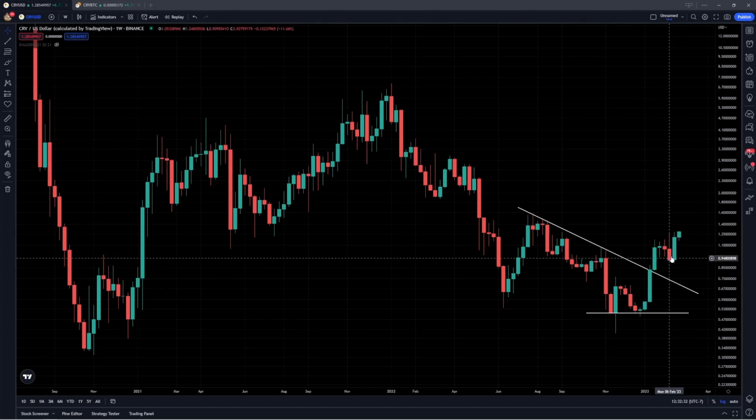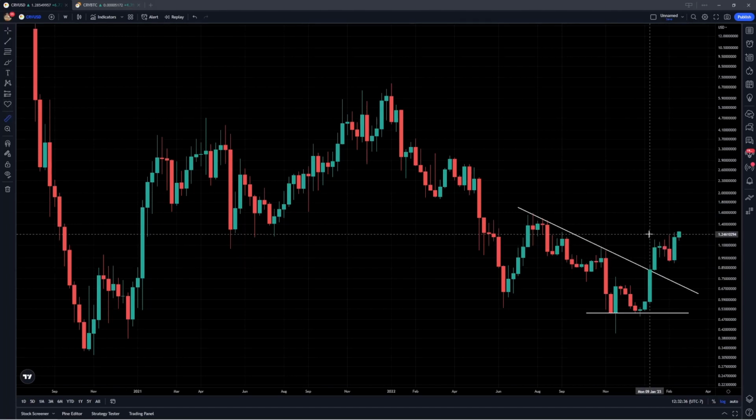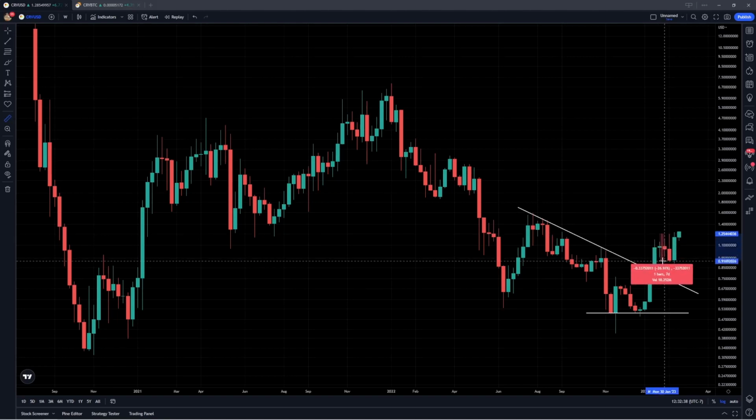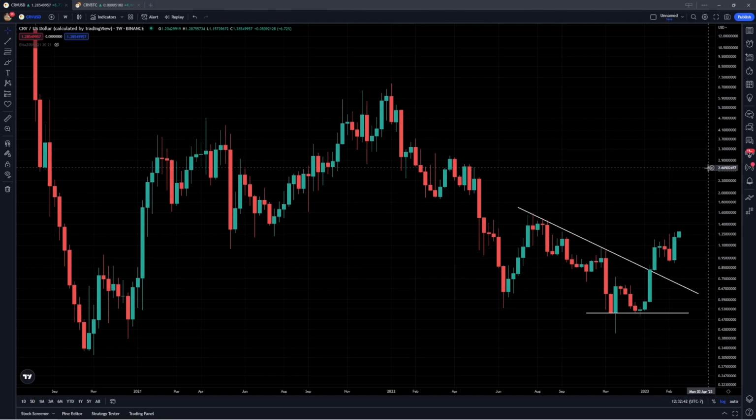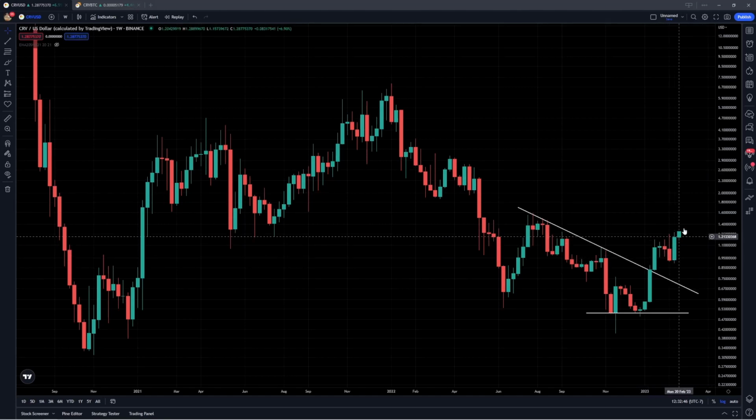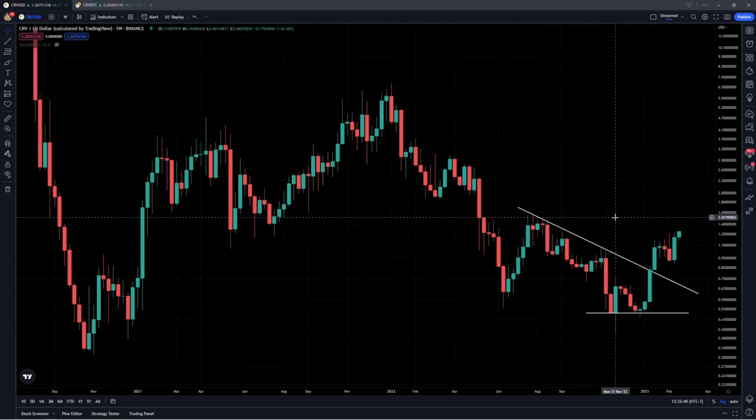Expect some shakeouts and volatility along the way though. We do have this correction that we can look to as just an example from this local high. Curve actually corrected by about 27%. So that's natural, that's to be expected along the way, but I do think that this is going to start heading in the general right direction with some corrections along the way, especially towards these resistance levels.